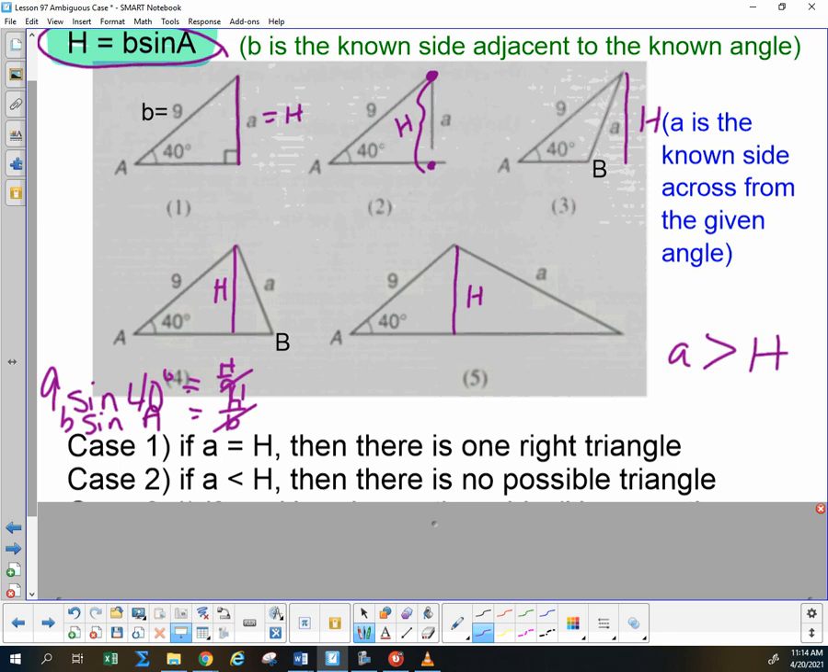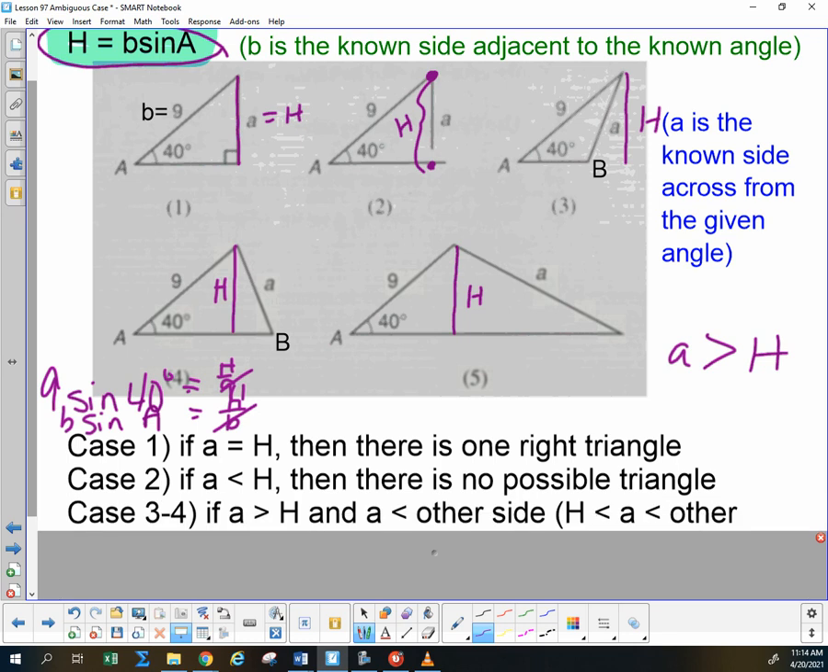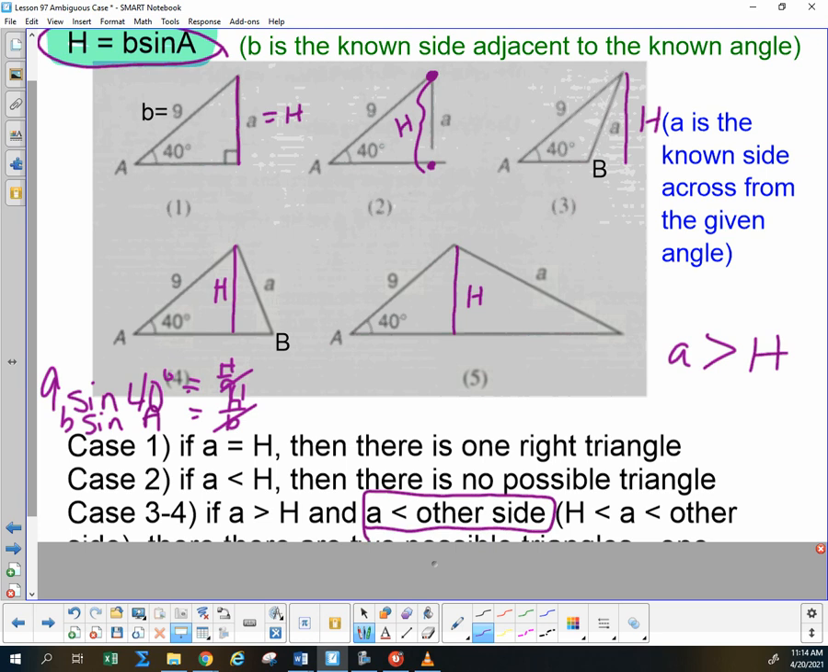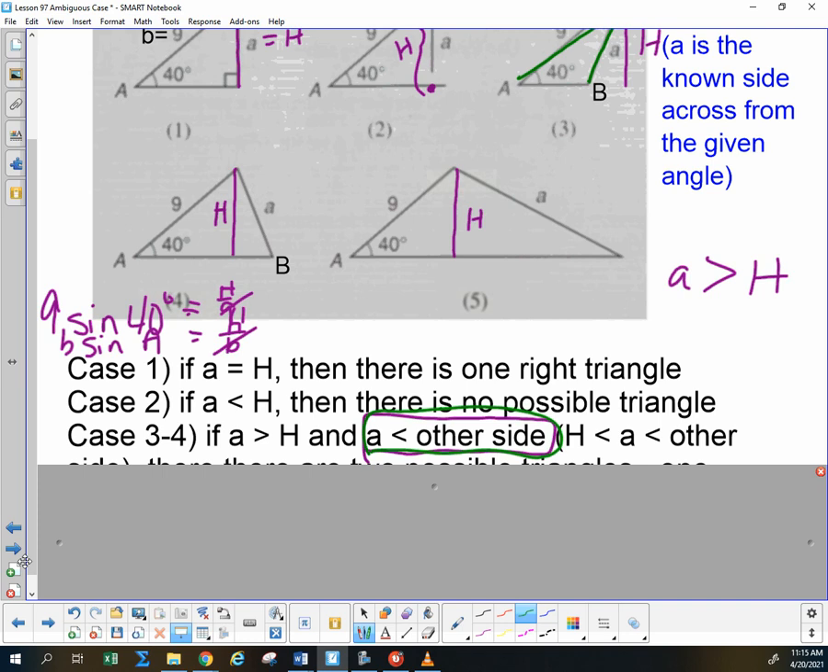The trick, though, is if A is also shorter than B. So if the side that I know is shorter than the 9 in this case, then there's enough room to swing it to the left or the right to make either acute or obtuse for this angle out on the far right. So if A is bigger than H, but smaller than that adjacent side we were given, then we have to solve it for 2 triangles. That is our ambiguous case.